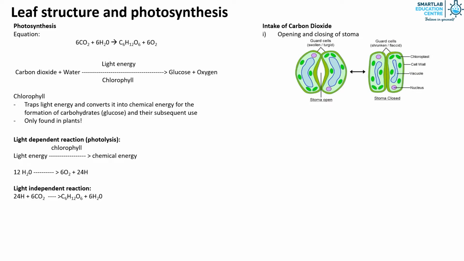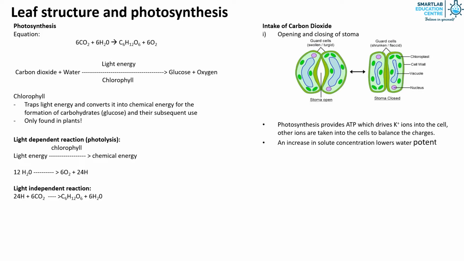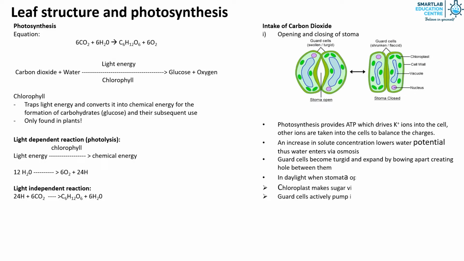Well, photosynthesis provides energy in the form of ATP, which drives potassium ions into the guard cells, and other ions are taken in as well to balance the charges. This causes an increase in solute concentration in the guard cells, which lowers their water potential. Thus water enters the guard cells via osmosis. When water enters, the guard cells become turgid and expand by bowing apart, creating a hole between them. Thus in daylight when photosynthesis occurs, the turgid guard cells cause the stomata to open so that carbon dioxide can enter the leaf for photosynthesis to occur and allow the stomata to remain open.